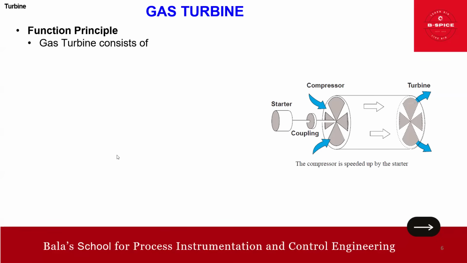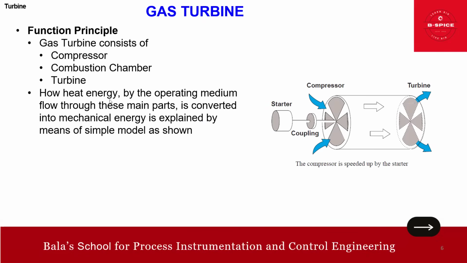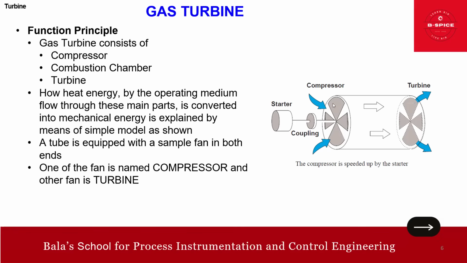Okay, the tube model. So a gas turbine consists of a compressor, combustion chamber, and of course turbine, right? How heat energy in the operating medium flowing through these main parts, meaning compressor, combustion chamber, and turbine, is converted into mechanical energy is explained by a simple model as shown here. Okay. So this is a tube equipped with a simple fan at both ends. Just visualize it. One of the fans is named the compressor. Okay.